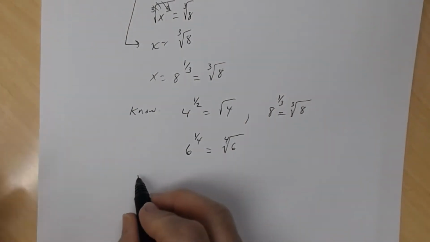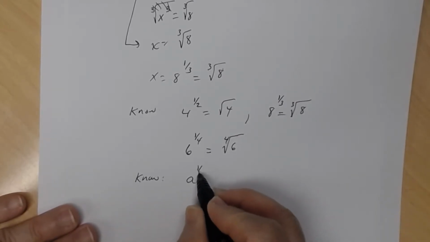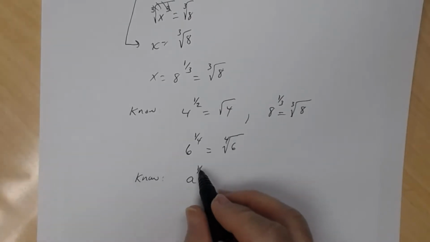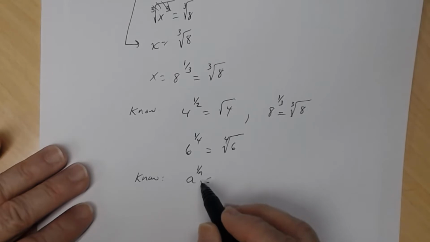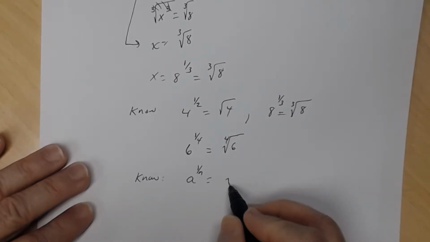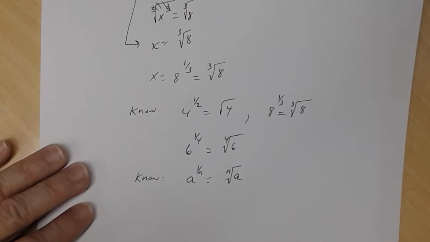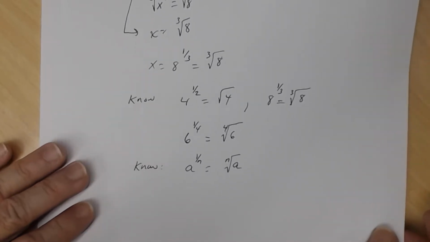So you need to know this. You need to know that a to the 1 divided by n can be written. Now remember, the numerator has to be a 1 for our discussion right here. So a to the 1 divided by n is the nth root of a. That's what that is.